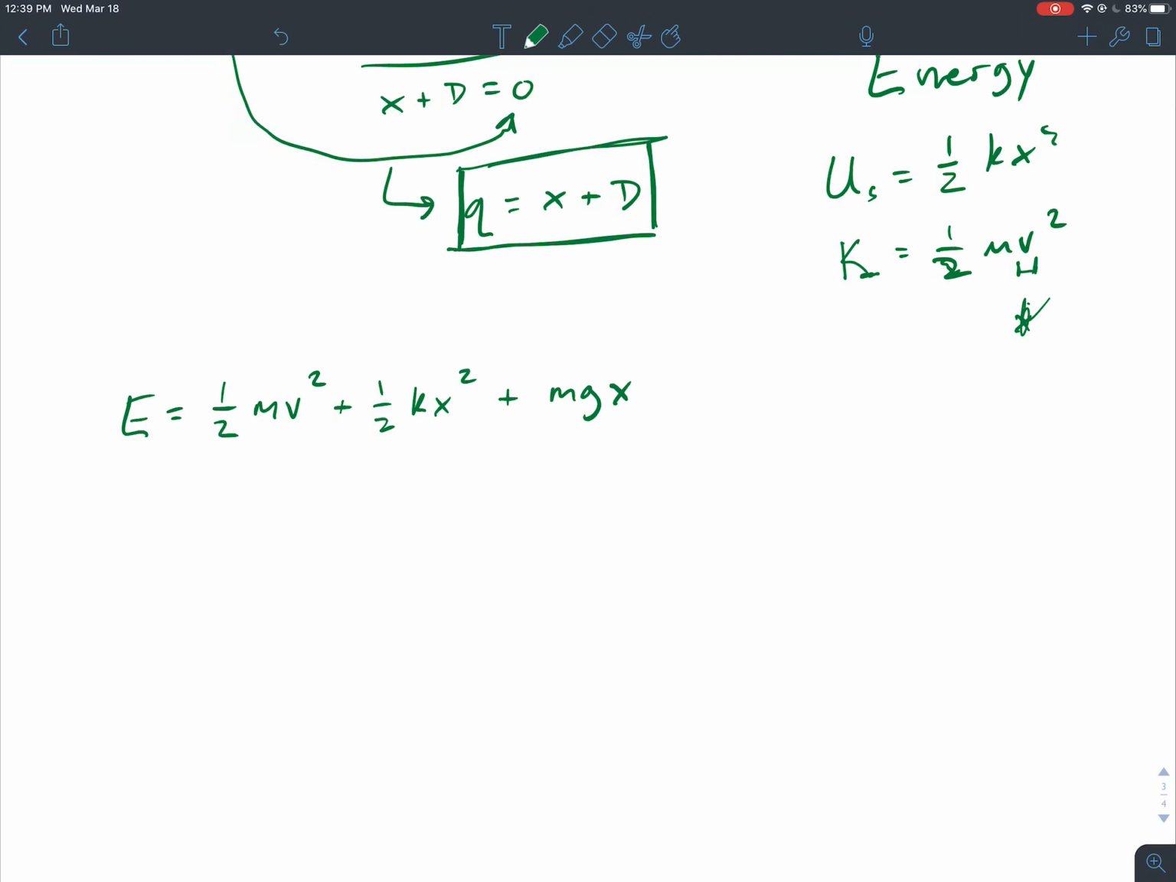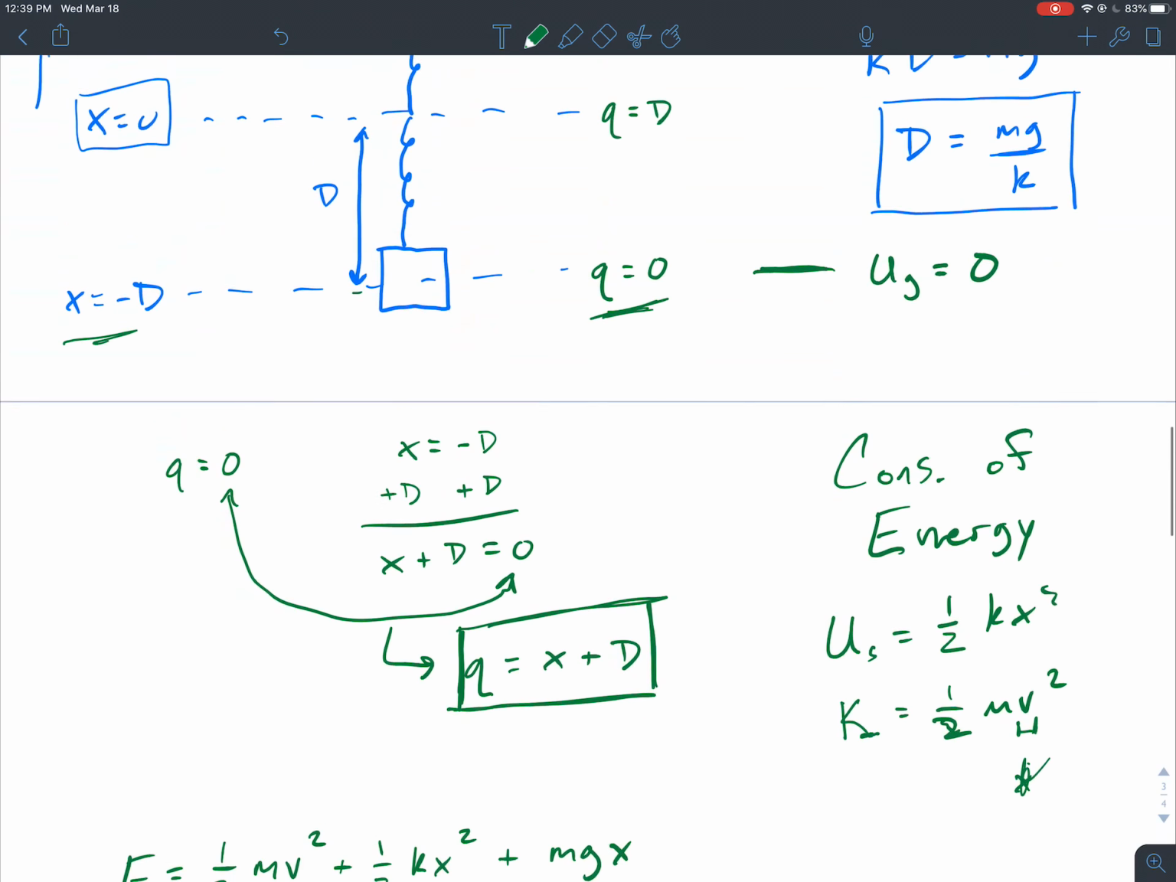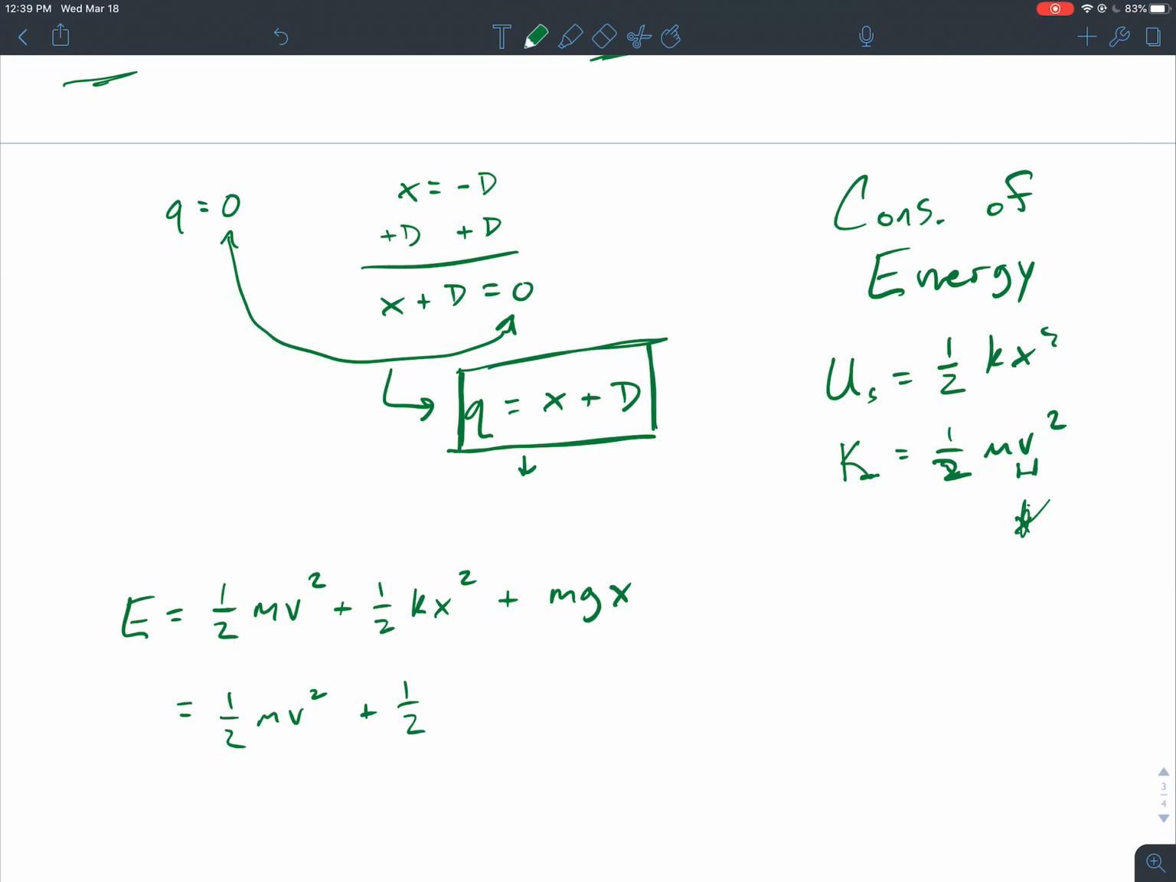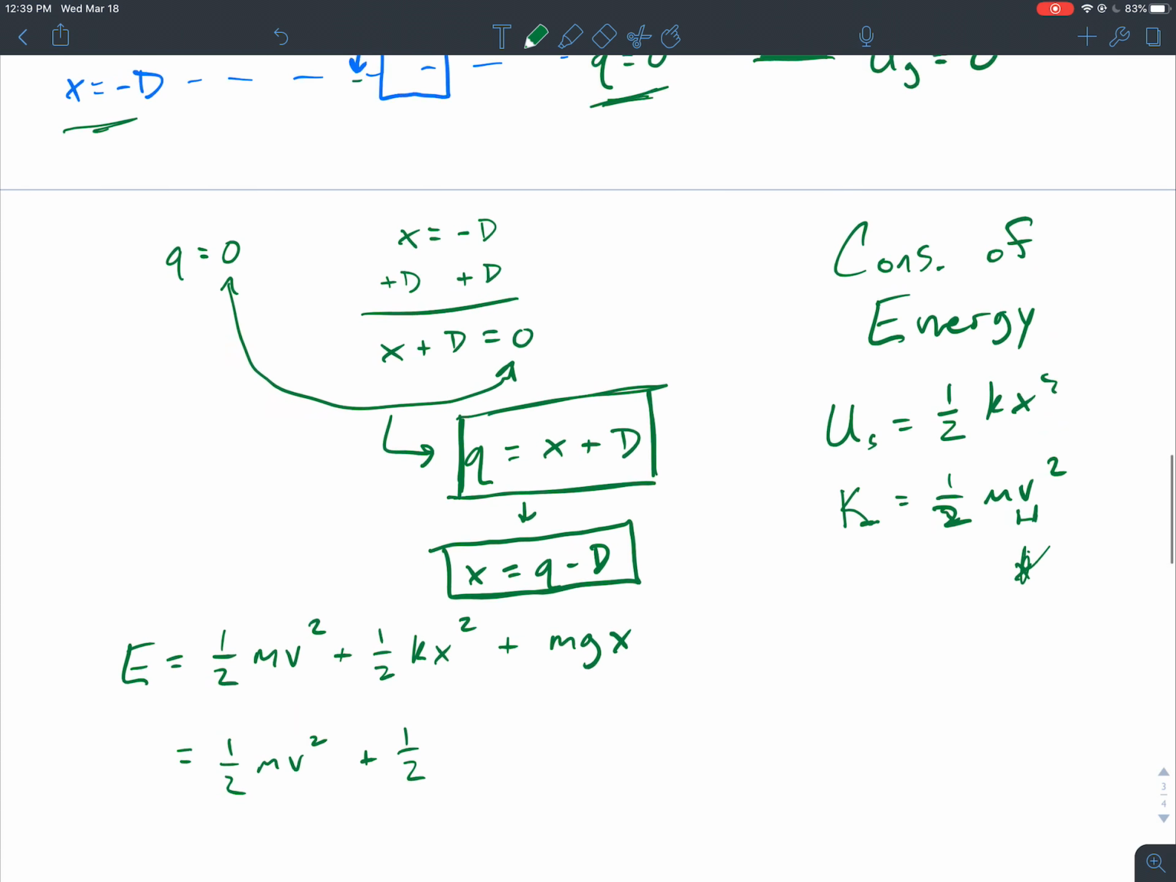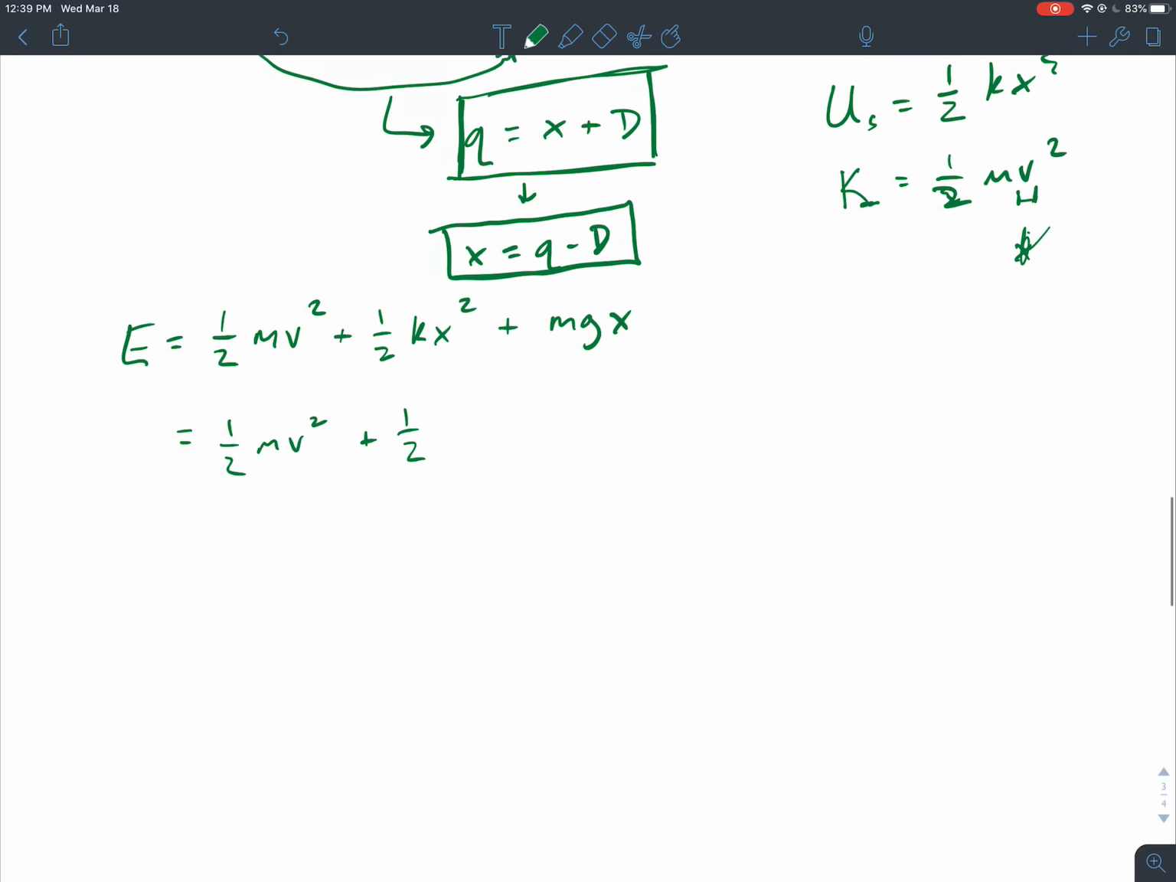Okay, but we want to put these in our new coordinate system, right? So this is going to be 1/2 mv squared, again now it's q dot, plus 1/2 k, if we do this one further, x equals q minus d. So now we have q minus d squared, plus mg times q minus d.